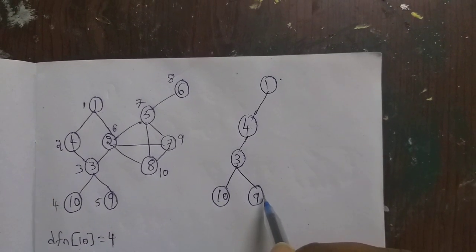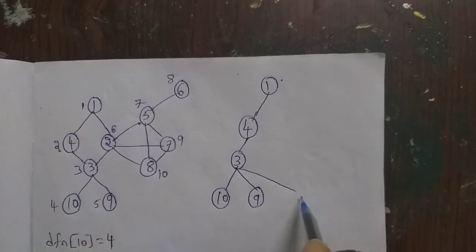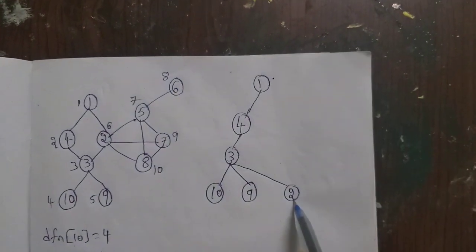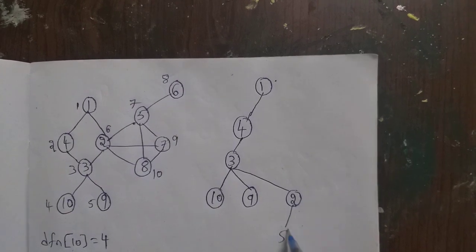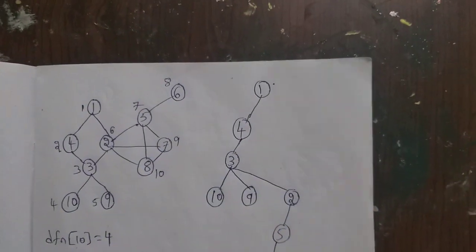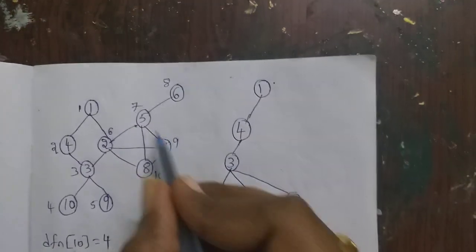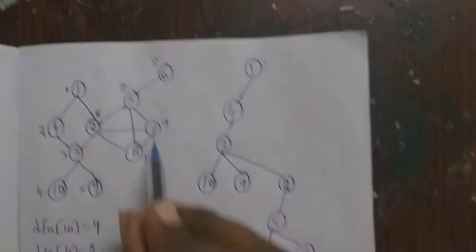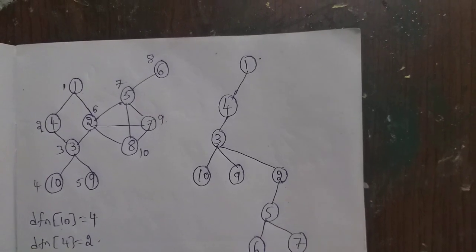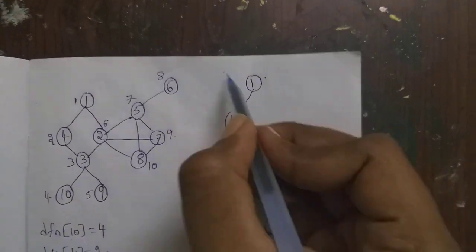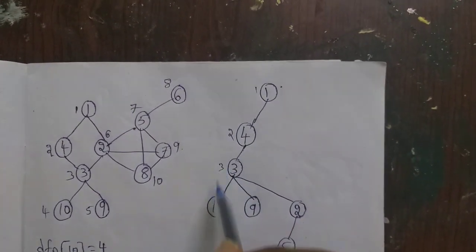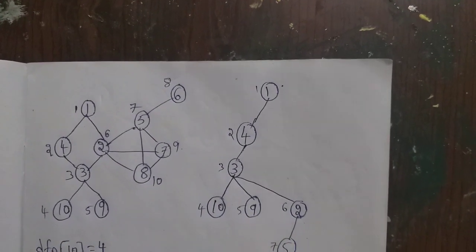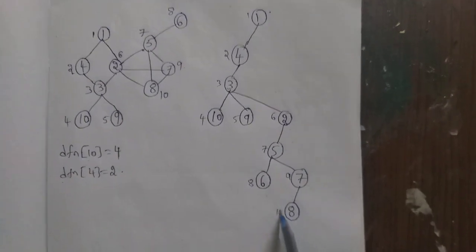What is the sixth vertex visited? 2. It is also from 3 edge. Seventh vertex and eighth vertex 5. Eighth vertex is 6. Ninth vertex from 5, which is 7. 10th vertex 8. 1, 2, 3, 4, 5, 6, 7, 8, 9 and 10.